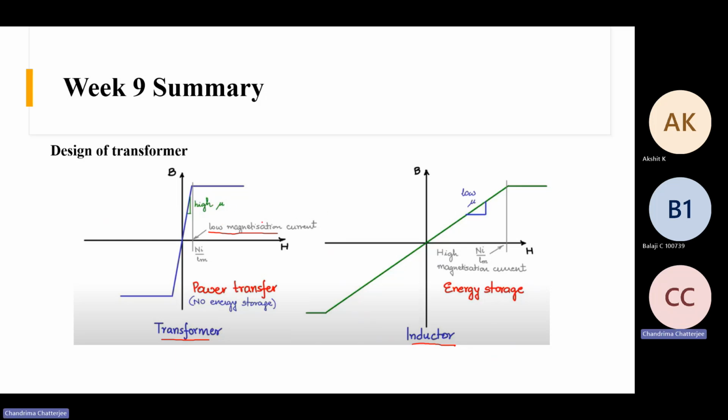Is it understood what the difference is between a transformer and an inductor? For the inductor we need a reduced slope because we want to store more and more energy, but here we need to restrict the magnetization current to a very low value. So here we need a very high slope, that means we need a high mu.